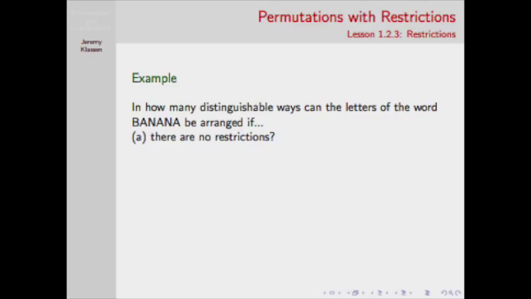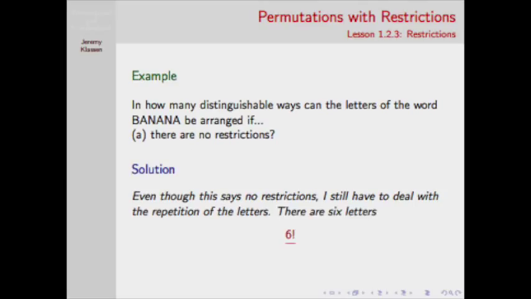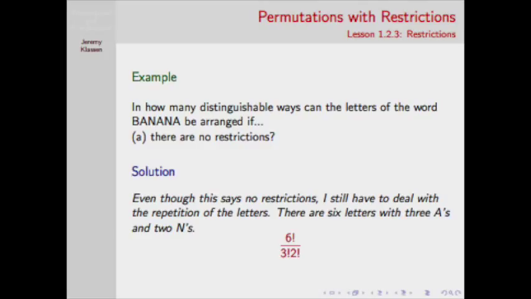Okay, now let's try a question where we're imposing restrictions on a word where there are repeated letters. First of all, we'll start with the no restrictions question. In this case, even though there's no restrictions, we still have to deal with the repetition of the letters. There are 6 letters total, so there are 6 factorial ways we can permute them, but we need to divide by the number of permutations of the 3 A's and the 2 N's.